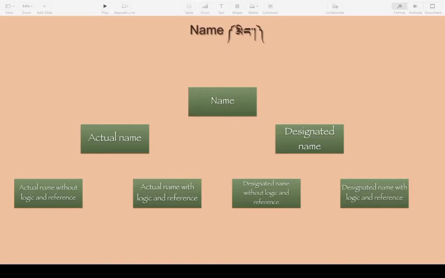So the name in Tibetan, in the grammatical system, is classified in two. The first one is the actual name, and the second one is the designated name. So the actual name is the name of an object which actually represents the object. These are the names that you give to an object, in which the very name that we give to the object represents the object itself. It's the name of that very object.